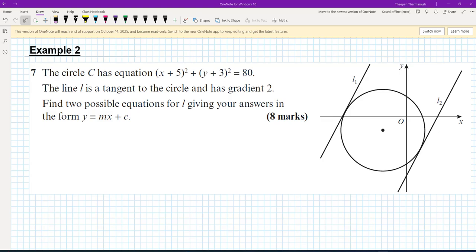Here's a question for you to try. You can pause the video, and when you're done, I will go through my worked solution.